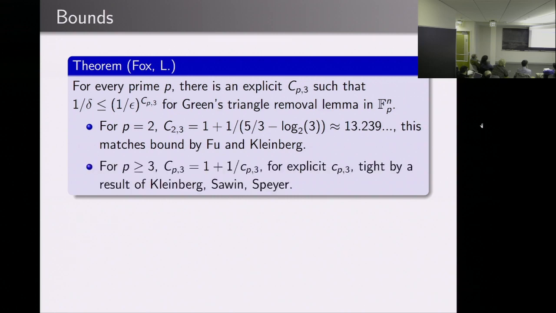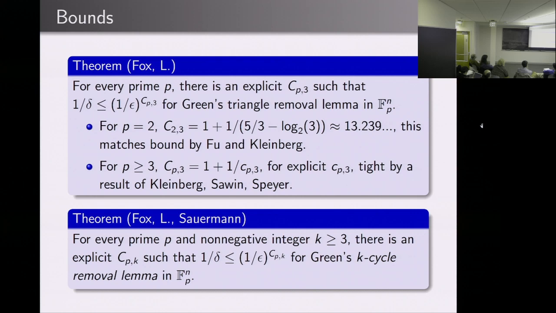And for p at least 3, we also obtain an explicit constant, in the sense that we prove it for an explicit C_p3, and we can show that this is a type by a result of Kleinberg, Sauermann, and Speyer.